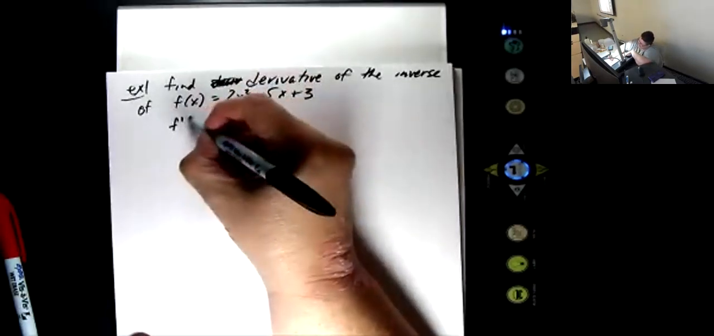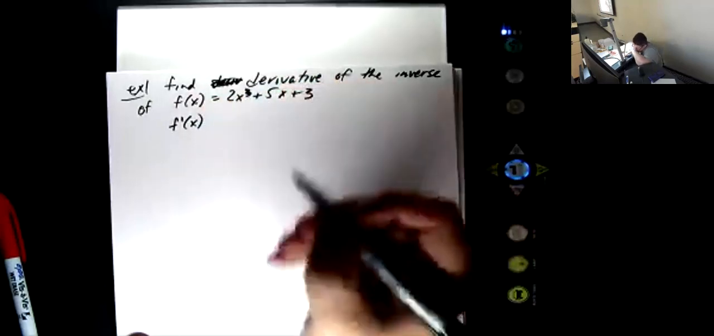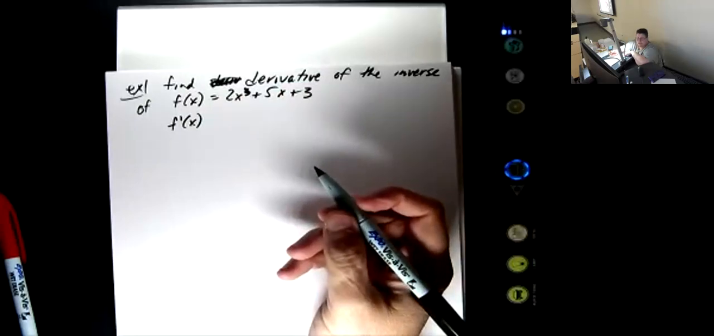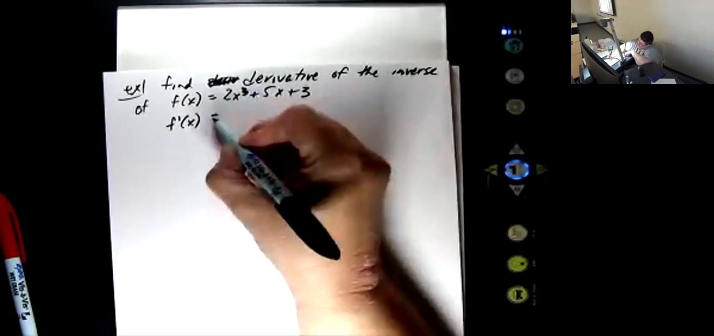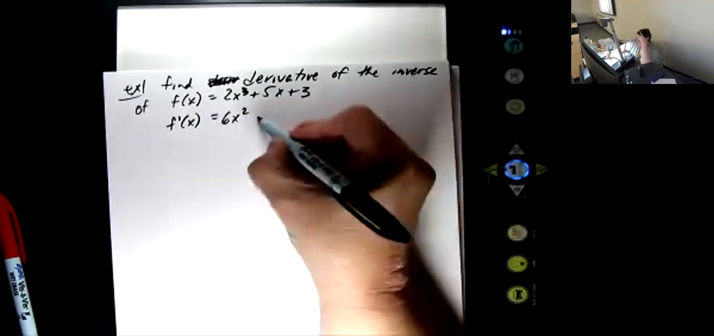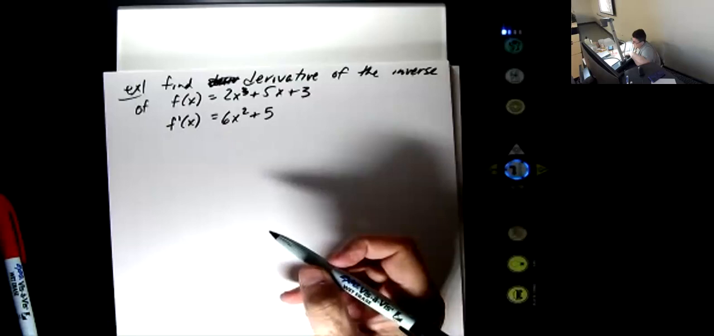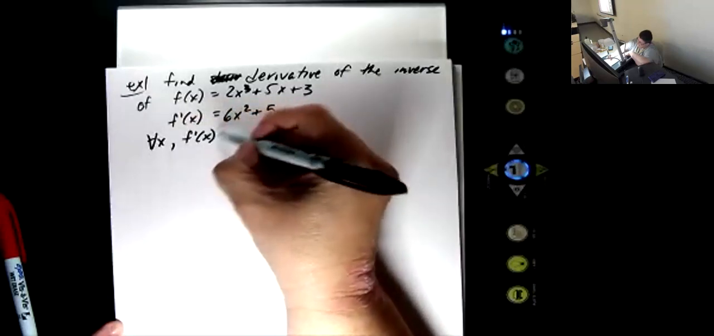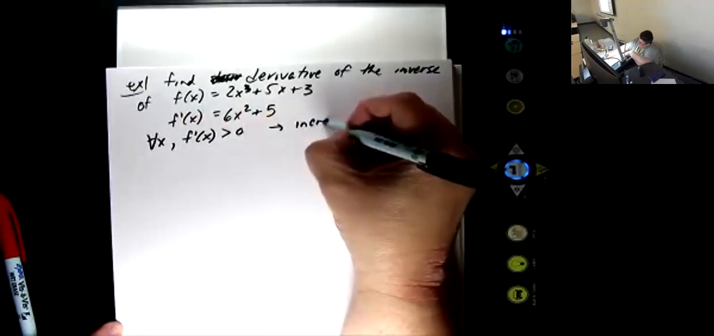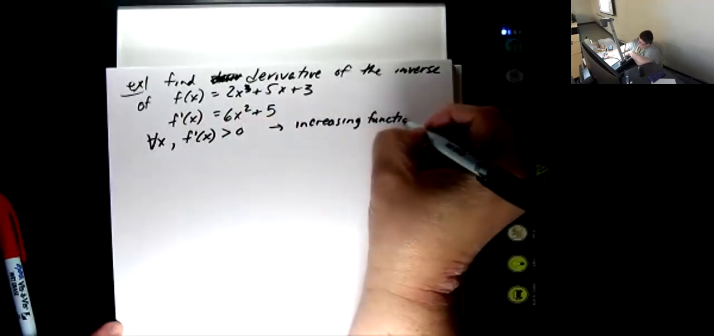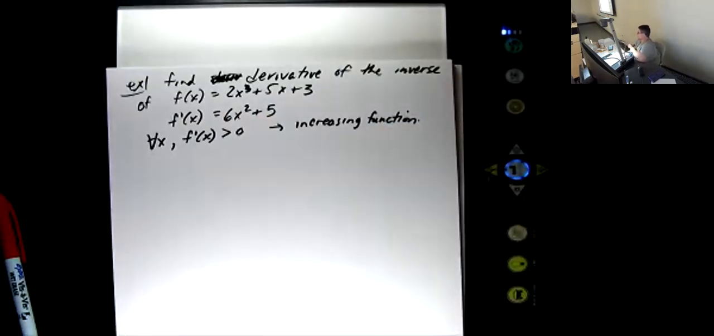So f prime of x: the derivative of 2x cubed is 6x squared. The derivative of 5x is 5. And the derivative of 3 is 0. So for all x, f prime of x is greater than 0. This is an increasing function, so it's going to pass the horizontal line test. That's a handy way of checking. When you first learn about the horizontal line test, you don't know derivatives because it's algebra.